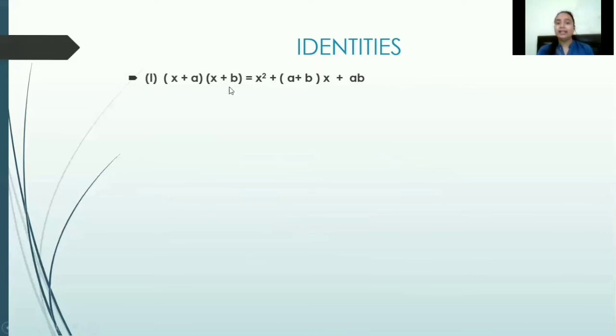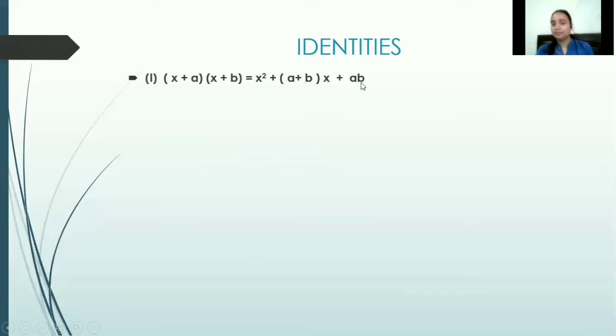x plus a, x plus b. Remember, the variable is same and sometimes the second term, the number, will be different, like x plus 4, then x plus 5. To find the product, this identity will help you. x square plus (a plus b) x, where you add these numbers, plus their product.